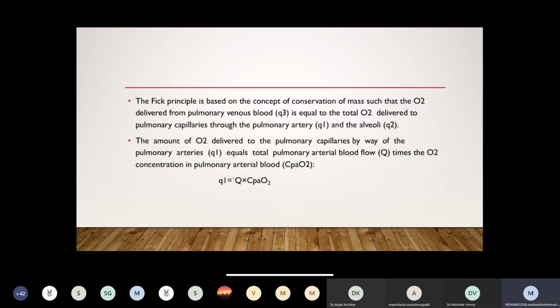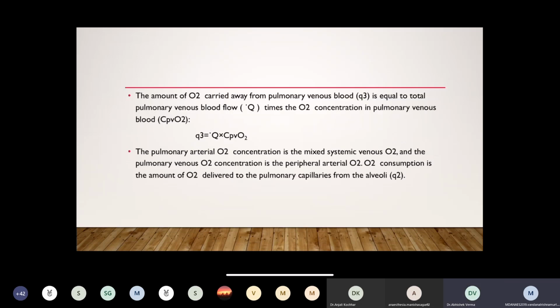So the amount of oxygen delivered to pulmonary capillaries by way of the pulmonary artery is equal to total pulmonary arterial blood flow times the oxygen concentration in pulmonary arterial blood. So Q1 is equal to the blood flow into oxygen concentration in the pulmonary artery. The amount of oxygen carried away from pulmonary venous blood is equal to total pulmonary venous flow times the oxygen concentration in pulmonary venous blood. So Q3 is equal to blood flow into oxygen concentration in the pulmonary vein.